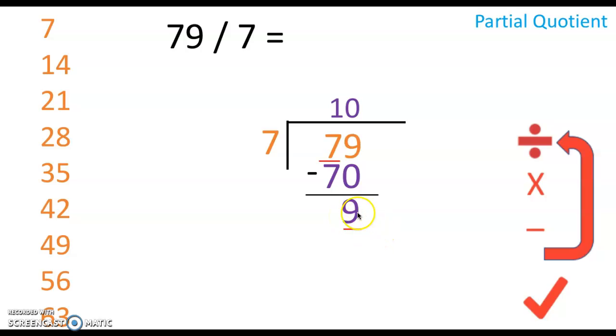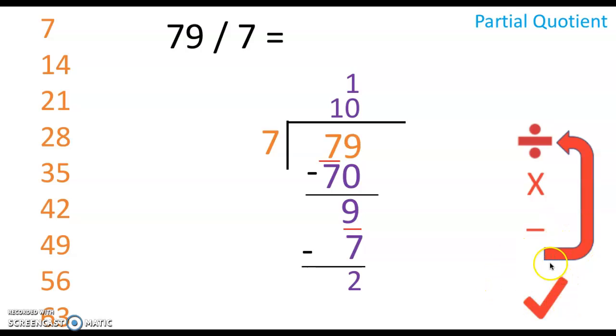What's the closest I can get to 9 without going over? Yep, that's 7. We got that by skip counting 1 time, or 1 times 7 is 7. Then we're going to subtract. 9 minus 7 is 2.